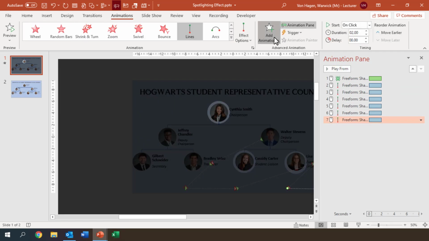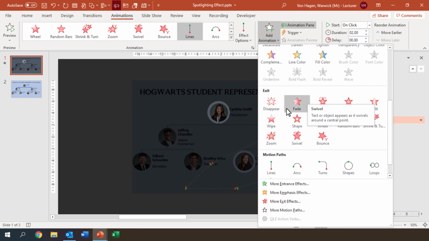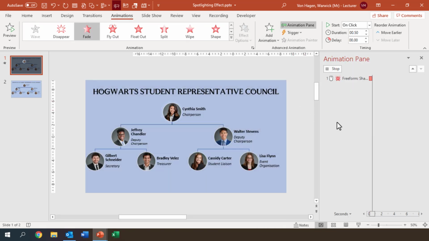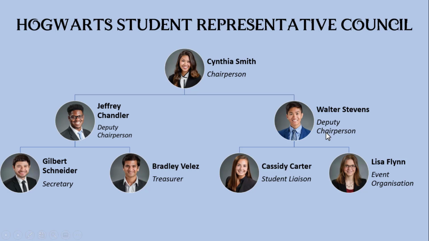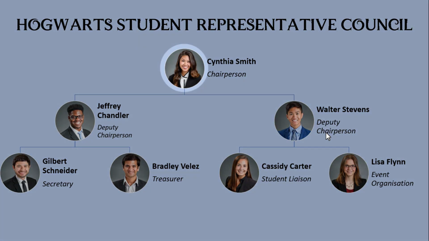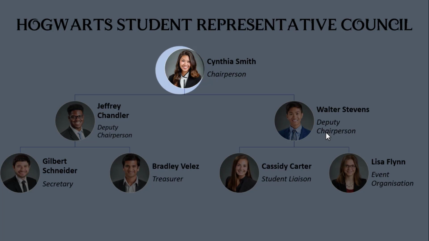The last thing I'm going to do is click add animation, and as an exit I'm going to use the fade exit animation, and again I'm going to change this to 2 seconds. If we go into our presenter view, we can now see that it fades in and the spotlight effect now takes place.